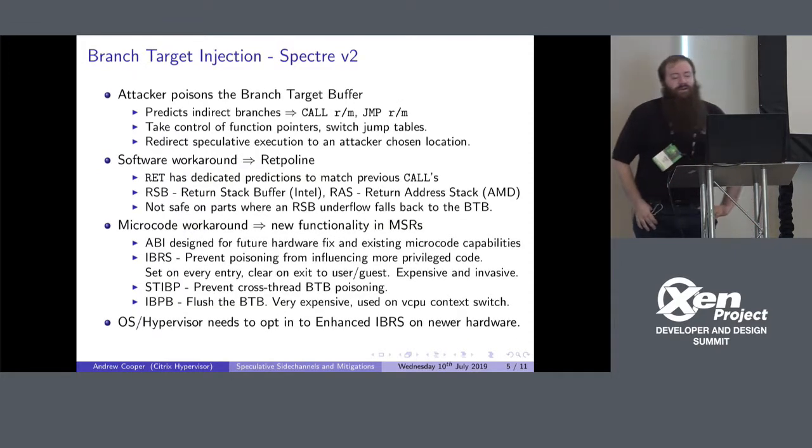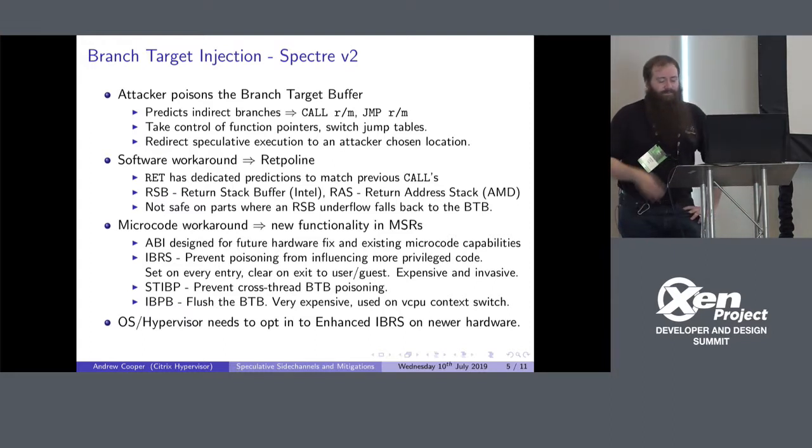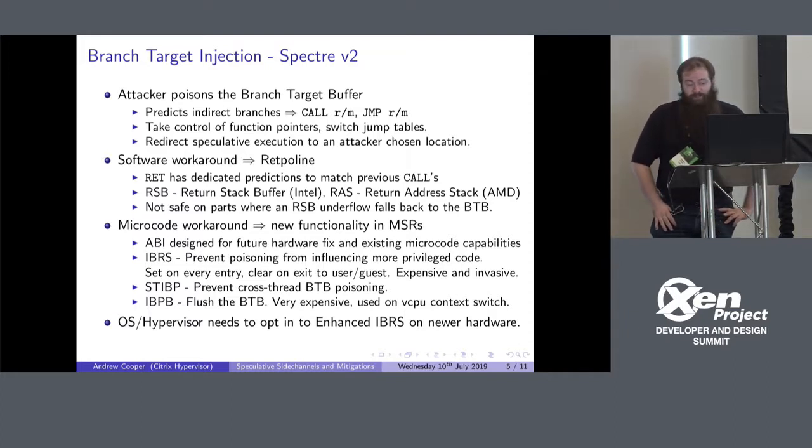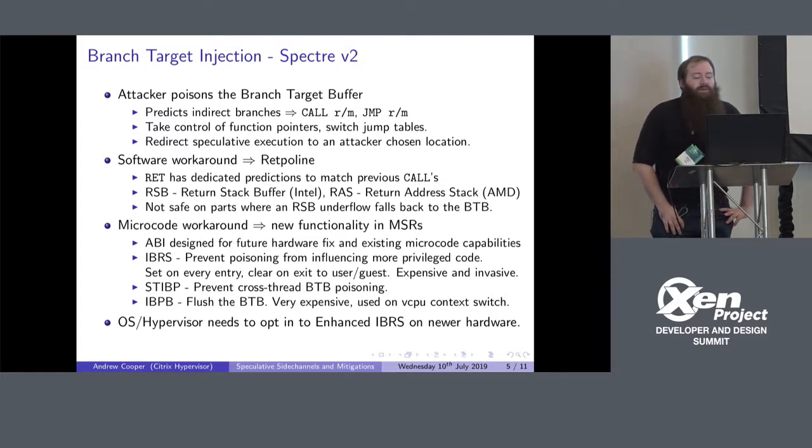Now, at the same time, a slightly different variation of Spectre came out. This is called branch target injection, and it targets a different prediction primitive in the branch predictor. It's called the branch target buffer, which is used to try and guess where function pointers are going to end up. Also for indirect jumps, which is how you typically implement a switch jump table. It's a common optimization for compilers to do. Now, this is much worse than Spectre v1.